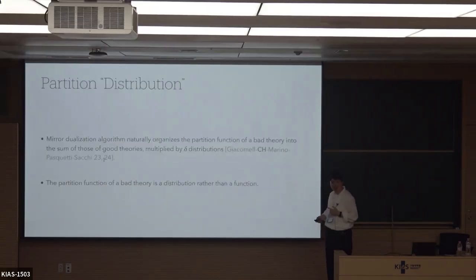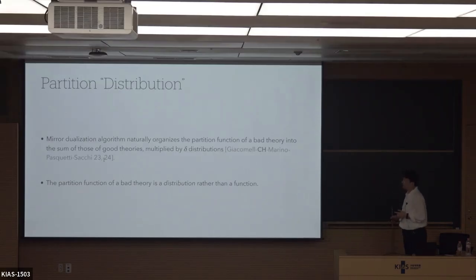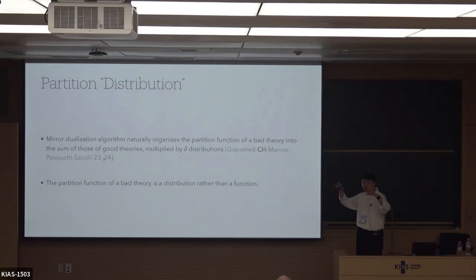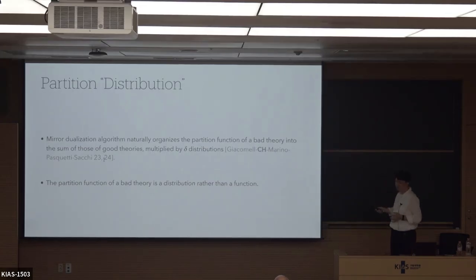Then why does this mirror dualization algorithm help to resolve this issue? It turns out the mirror dualization algorithm naturally organizes the partition function of a bad theory into the sum of those of good theories multiplied by delta distribution. In other words, somehow you can systematically extract this divergent piece out of the divergent partition function of the bad theory. Okay, so now it is more tractable, easier to understand. And in that sense, I would say the partition function of a bad theory is not a function, but a distribution. Okay?